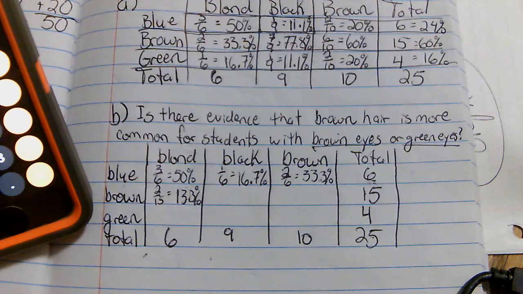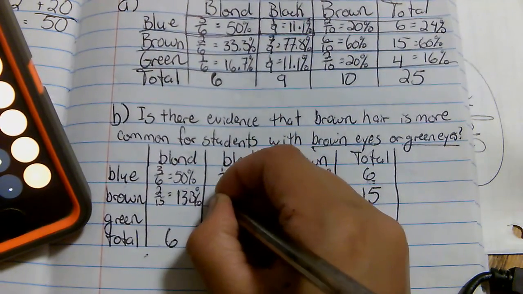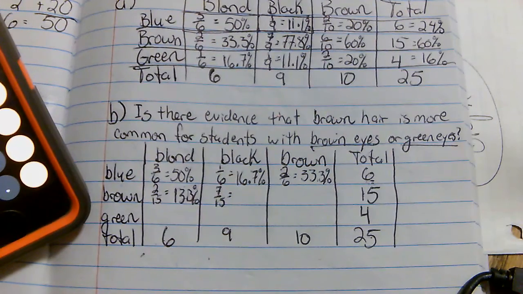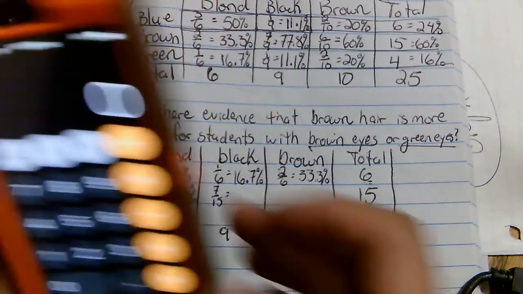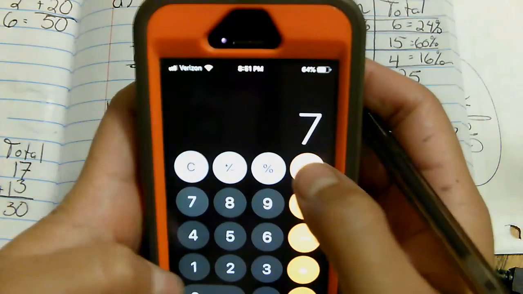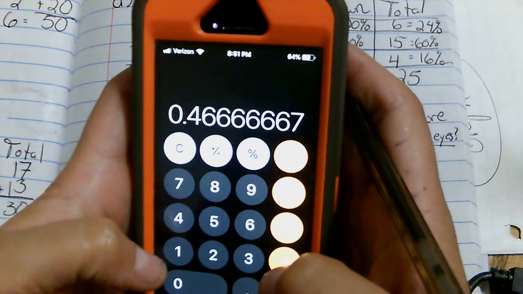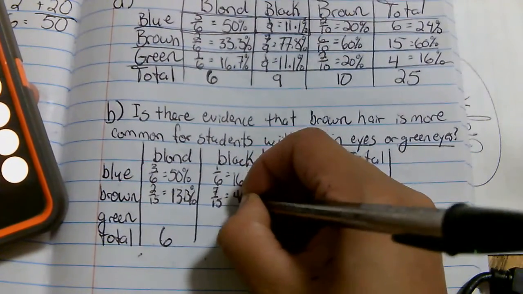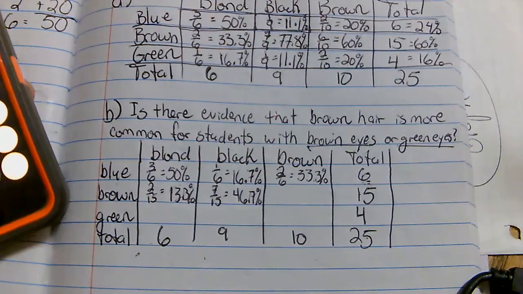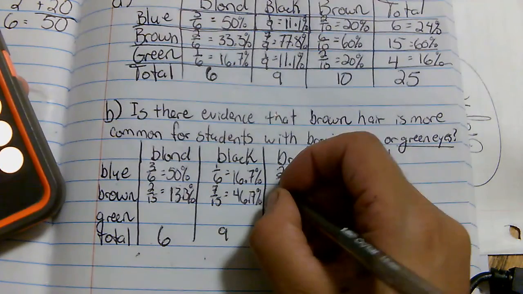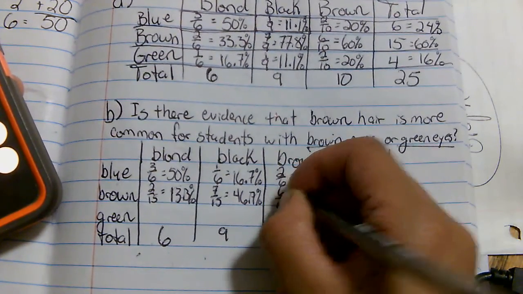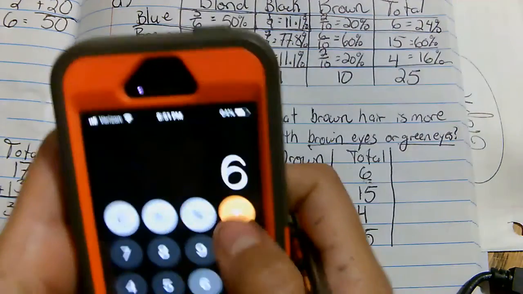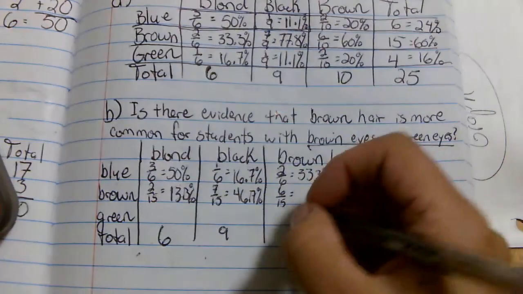Okay, the next one is 7 out of 15. This is going to be pretty close to half. You know how I know? Because half of 15 is 7.5. So I know this is going to be really close. So 7 divided by 15. Ooh, I was really close. I'll write this to the nearest tenth as 46.7%. And then the last one is 6 out of 15, which would reduce down to 2/5. Yeah, 40%.